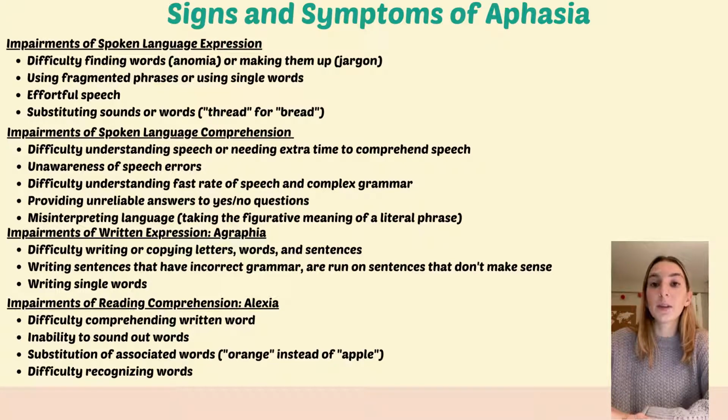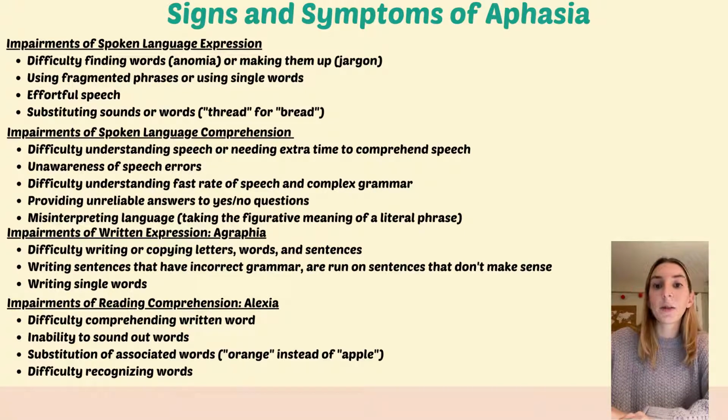In everyday language use, this can look like difficulty finding the right words to describe objects or making them up. Impaired spoken language expression can also sound like speech that's very effortful and fragmented. Incorrectly substituting sounds or words is also common. An example of this would be saying thread for bread.